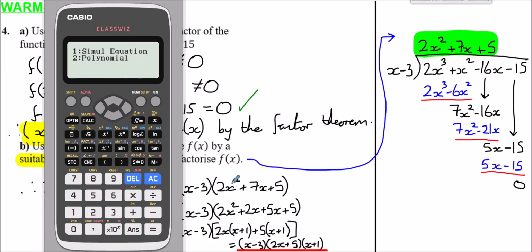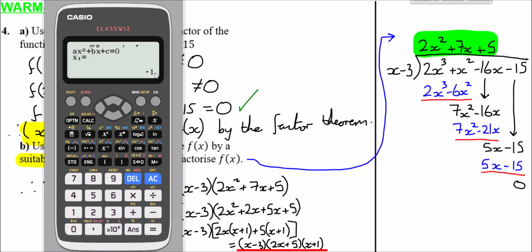Now we want to solve the roots of this polynomial, this expression involving x squared. So press option 2, and it's degree 2 because it's a quadratic. What we're going to do is solve for when this would be equal to 0, and based on the outputs, that will tell us how it factorises. So our x squared coefficient is 2, our x coefficient is 7, and our constant term at the end is 5. So press equals, and it will solve it.